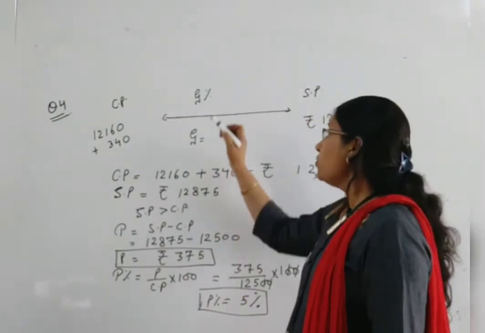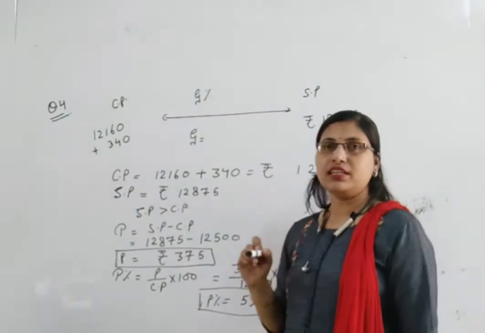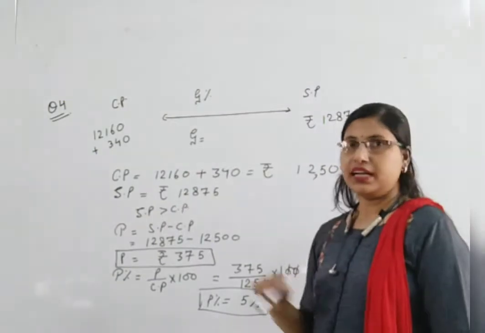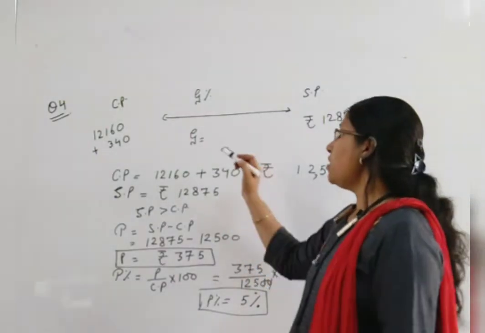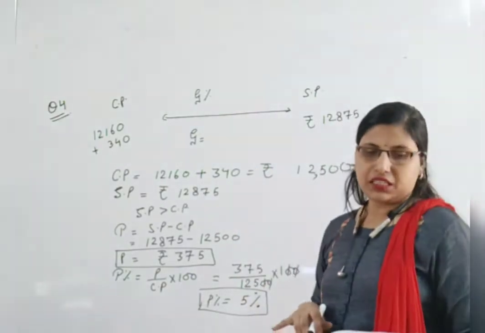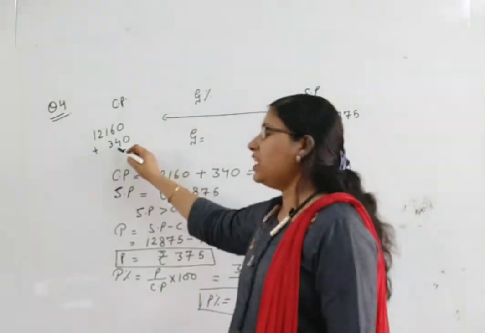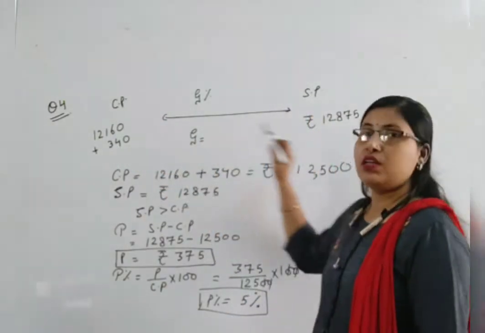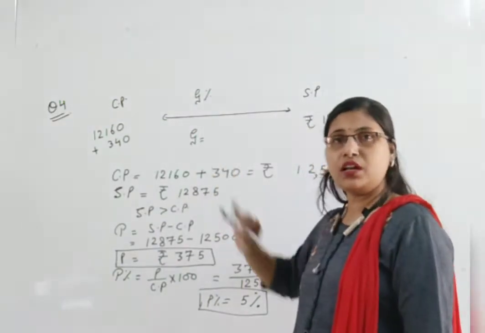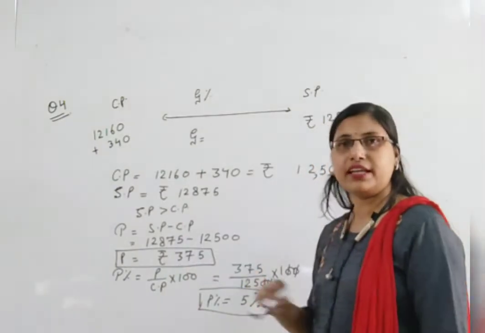Right? Now the SP is 12,875. So obviously SP is greater than CP. It means we have profit. So now the profit we have to find out in the form of percentage, right? So how can we calculate in the form of percentage? This is value form. This is also value form. So both the values we can subtract. We will get the profit also in value form. So that we have subtracted. We have got the answer 375.